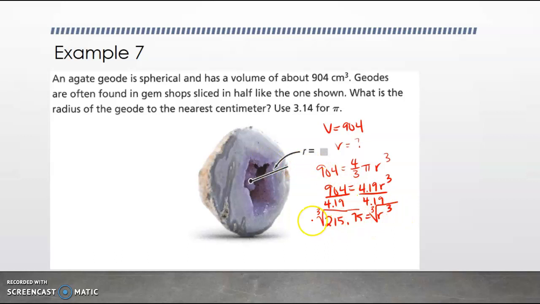But I'm going to cube root both sides. And so when I cube root, I'm going to get that r is approximately 5.997. It says to round to the nearest centimeter, which would be the whole centimeter, like a whole number, not a decimal. And so the 9 makes the 5 a 6. So r is approximately 6 centimeters. That is the approximation of our radius.